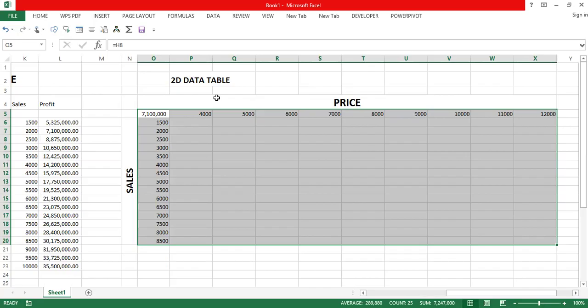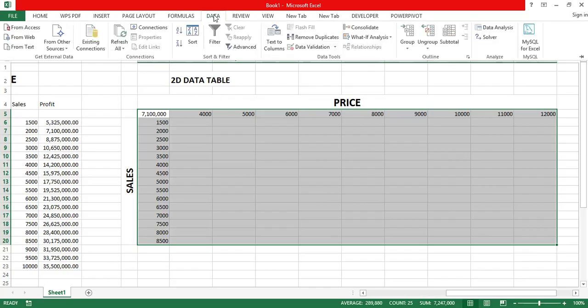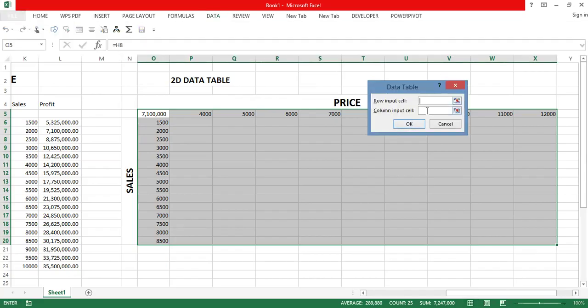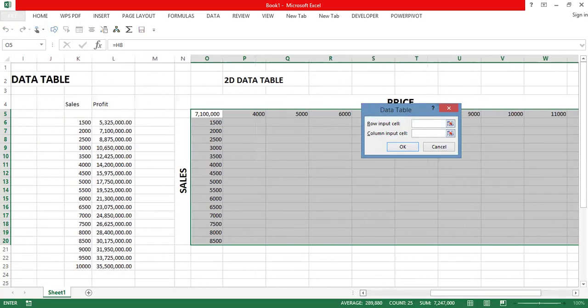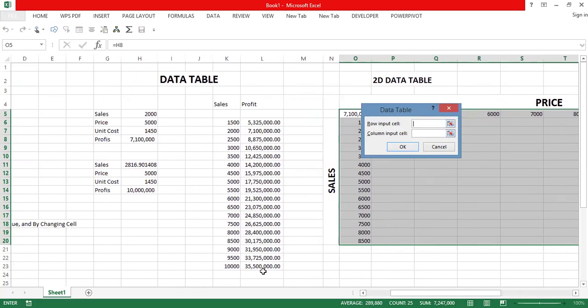So guess what I'm supposed to do next now? Go to data and go where? Click on what-if analysis. Click on data table. And then here you are now going to supply row data and column data. For row data, that's price. So you are going to click the price value here. For column data, which is sales, you are going to click the sales value.